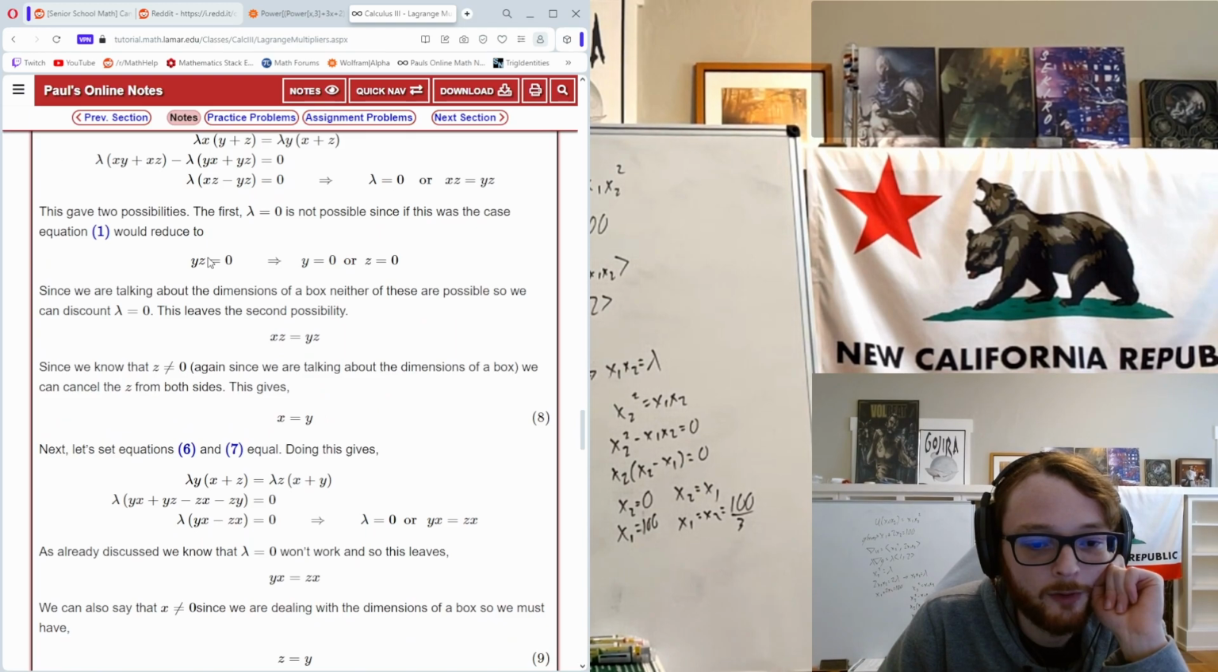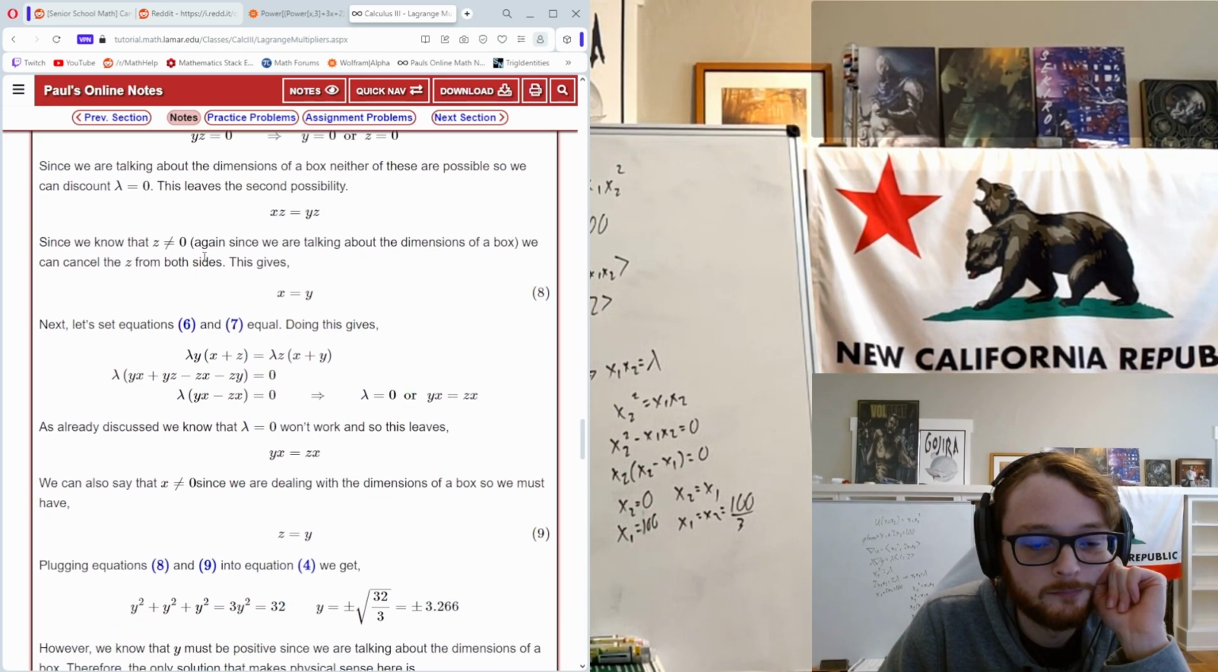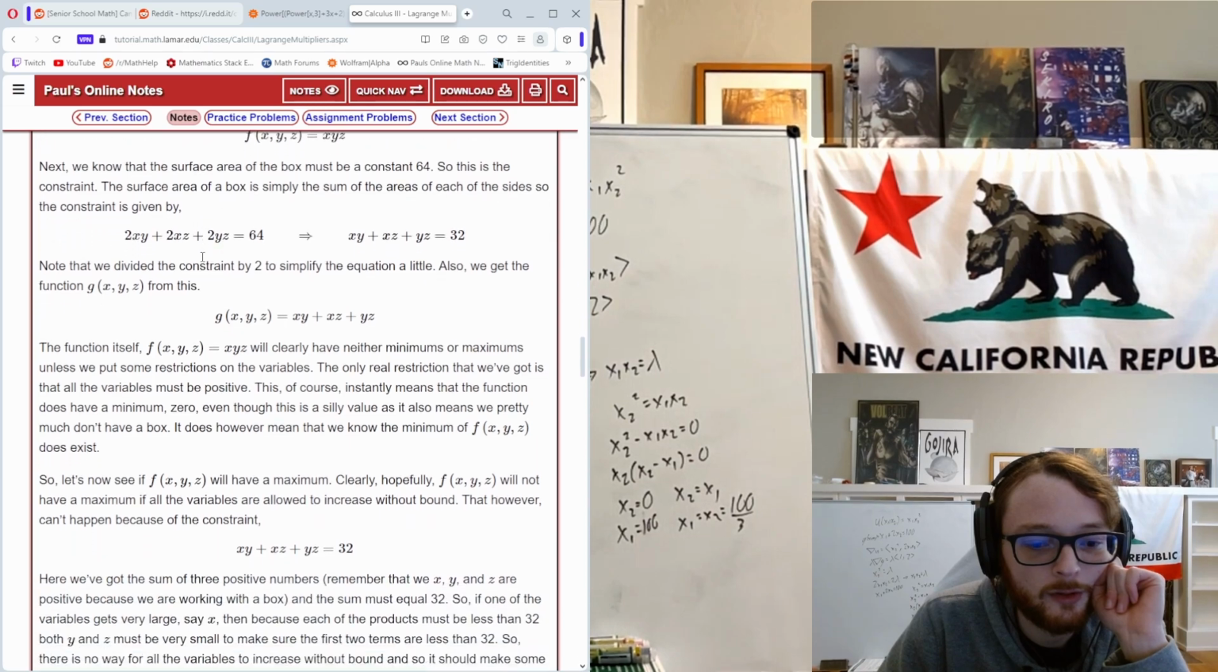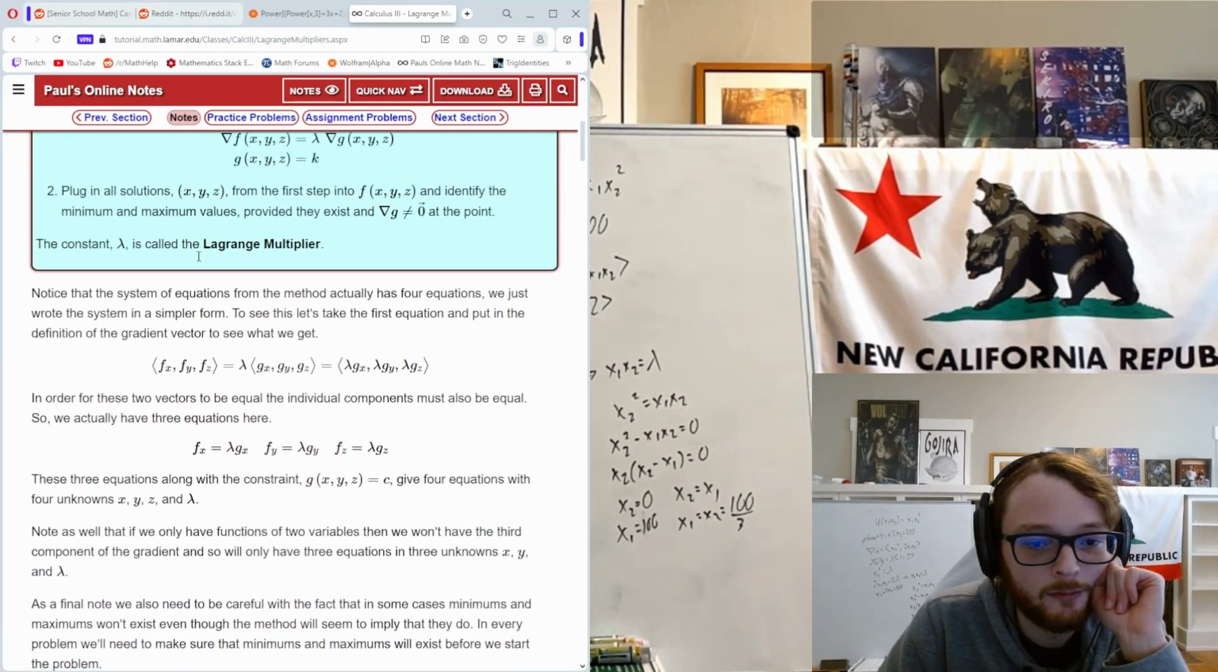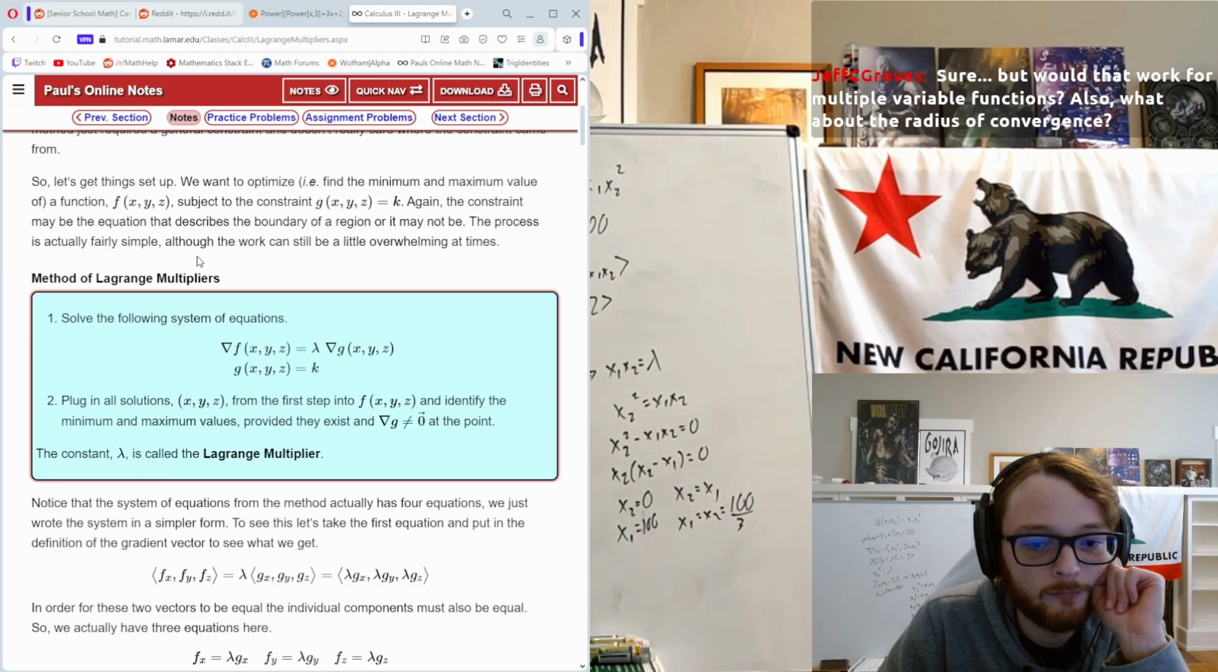Does the actual value of lambda matter? Actually, did I multiply lambda by the right thing? Okay, yeah.